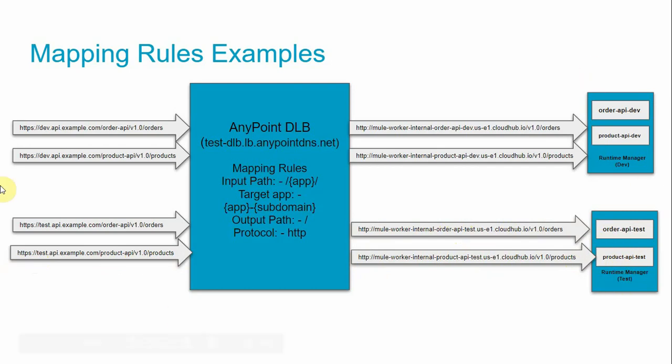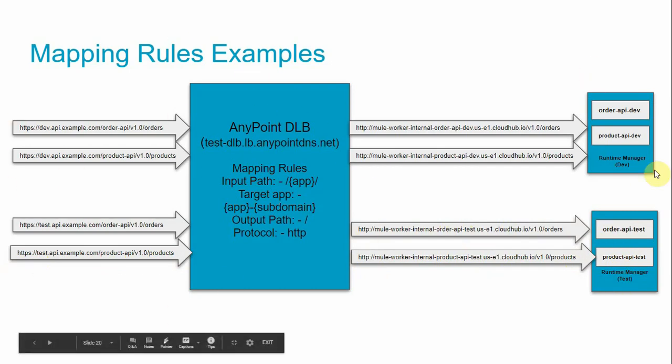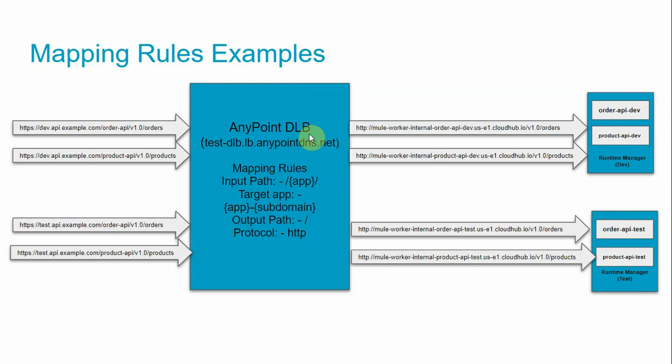So we have two environments. We have a single dedicated load balancer for dev and test, but using the mapping rule, we are able to transfer the request to the right one. Whenever requests come on the dev DNS, we transfer to dev using the mapping rule. When requests come on the test DNS, we transfer to test.